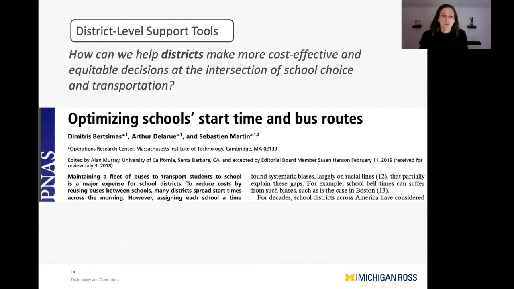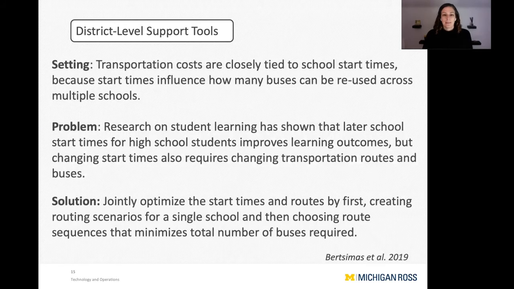And so this is Dimitris Bertsimas's paper with Arthur Delarue and Sebastien Martin. And they were really involved with Boston, working very, very closely with the district to try to figure out how to think about this transportation monster that has been created when choice started happening and the costs of transporting students started ballooning. And so what they realized was that transportation costs are closely tied to school start times. So if you think about transportation costs as the number of buses that you have, which is the most costly thing that you can have, you can use fewer buses if you're able to reuse the bus for an early start school and a later start school on the same day.